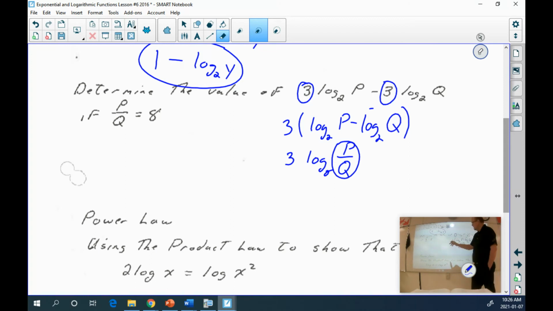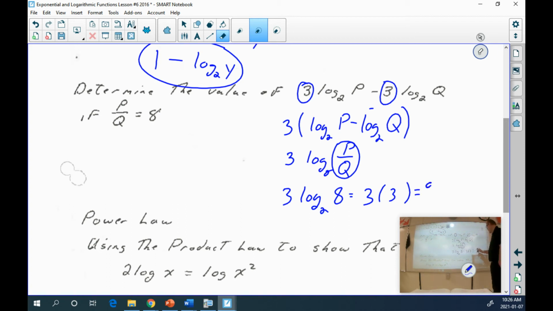Well, I have a statement, an equality that we can replace. So we have 3 log base 2 of 8, since P over Q is equal to 8. Now we can evaluate the power of 2 that gets me to 8. I can replace that entire logarithmic statement with a 3. And my answer reduces to 9.